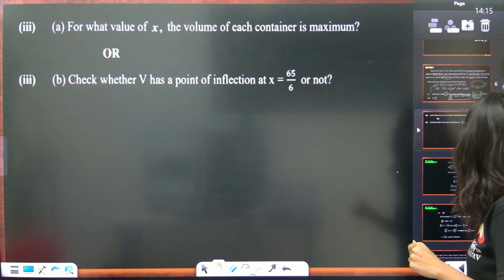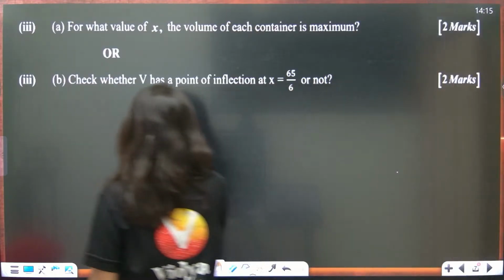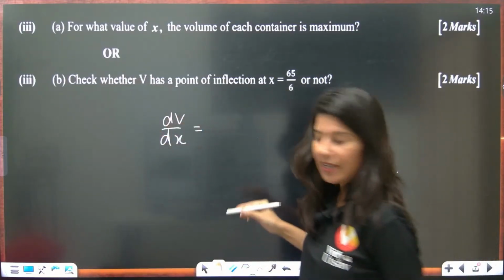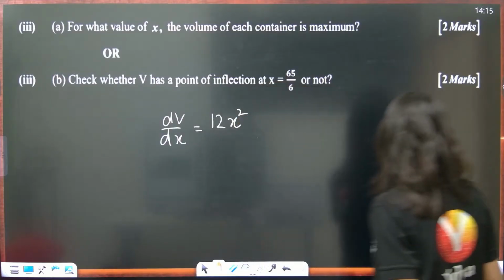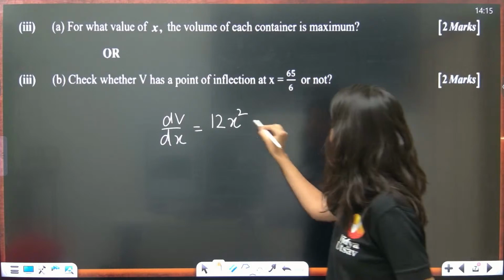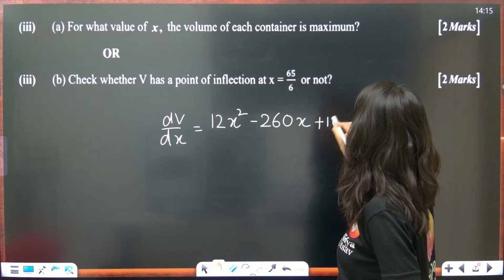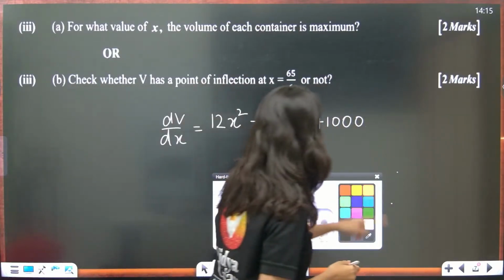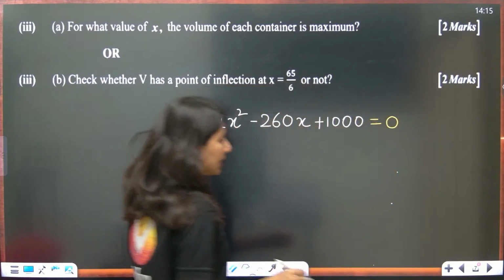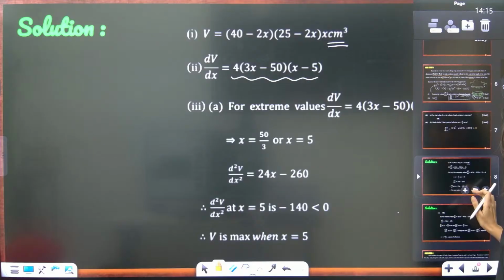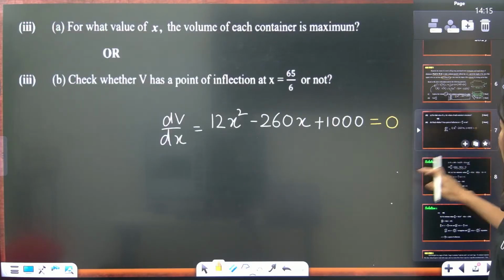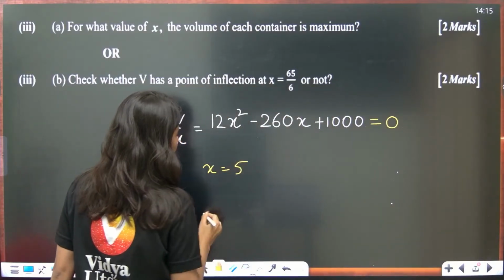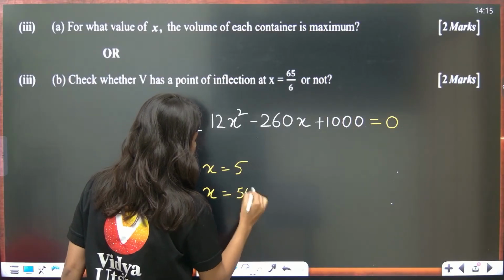So now you have dv by dx. dv by dx is 12x square minus 260x. I hope I have not committed any calculation mistake, okay? And plus 1000. This is your dv by dx. Now you have to make your dv by dx equals to 0. So the moment you make your dv by dx equals to 0, you are going to get x equals to 5 and x equals to 50 by 3.